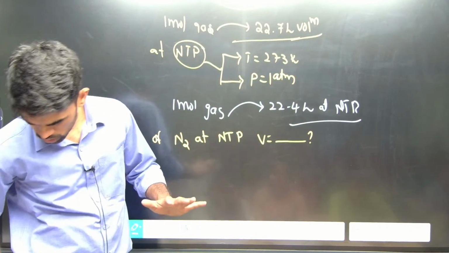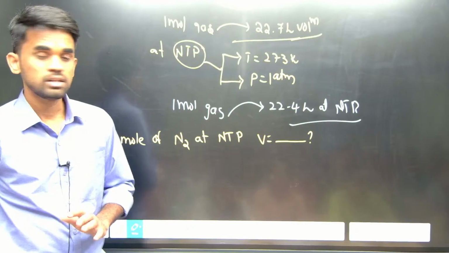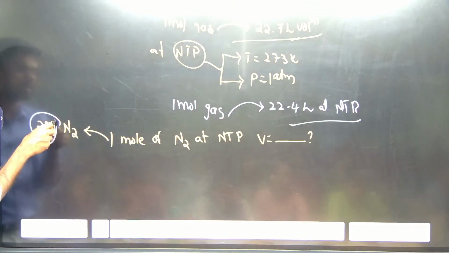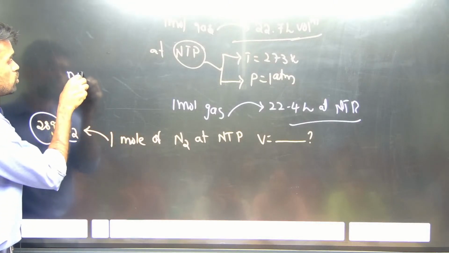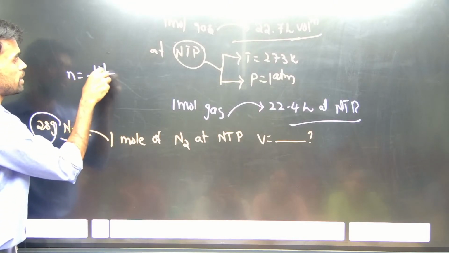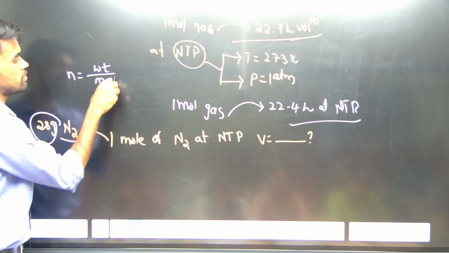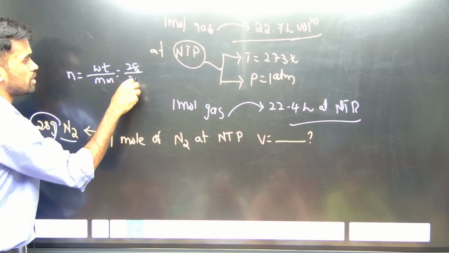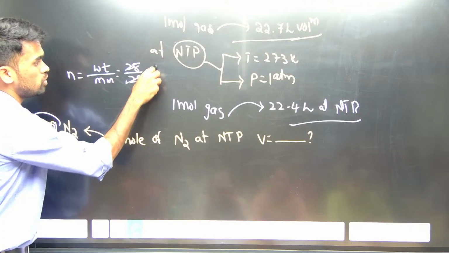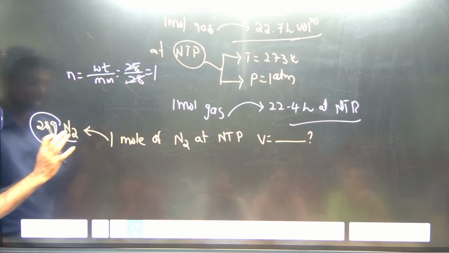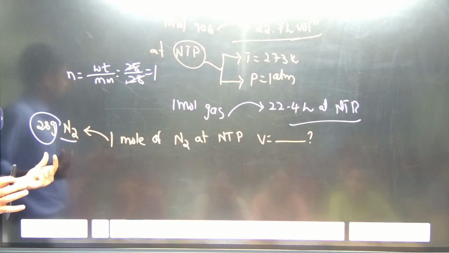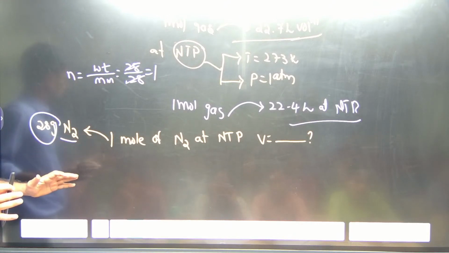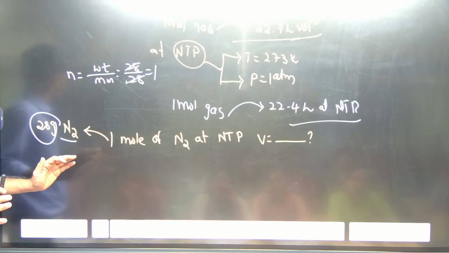22.4 liters only. Why is it like that? See, 28 grams of N2 is nothing but 1 mole only. So what is the relation? Number of moles equals given weight by its molar mass. Given weight is 28, molar mass is also 28, so it gives you 1 mole. So sometimes instead of giving you moles, they may also mention it in terms of grams. Is this clear, everyone?